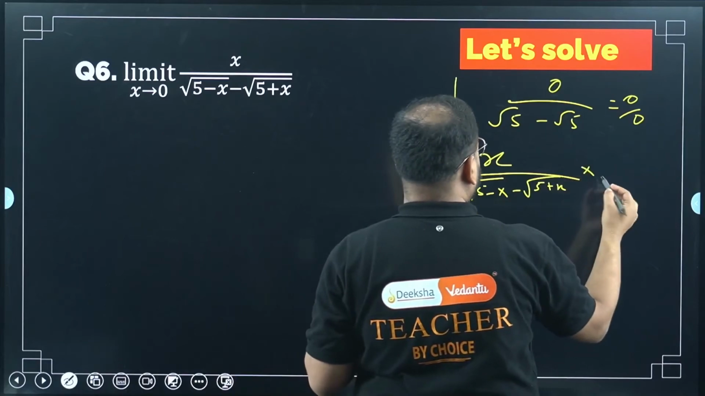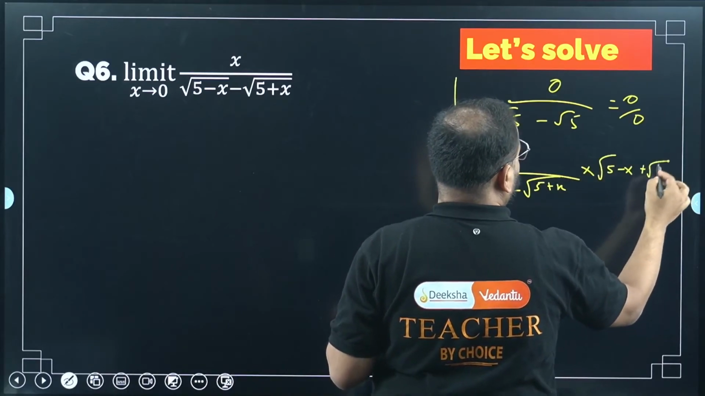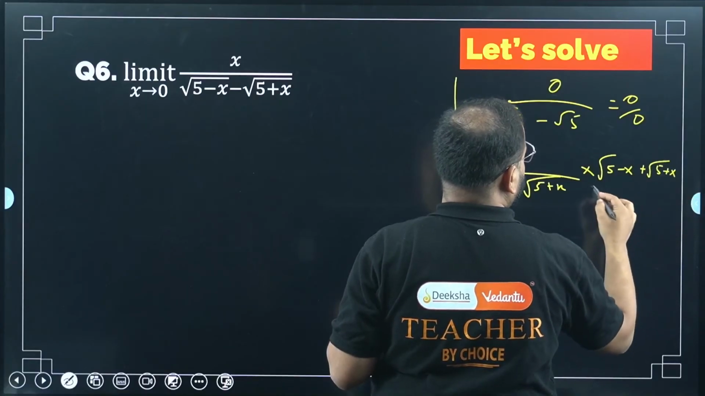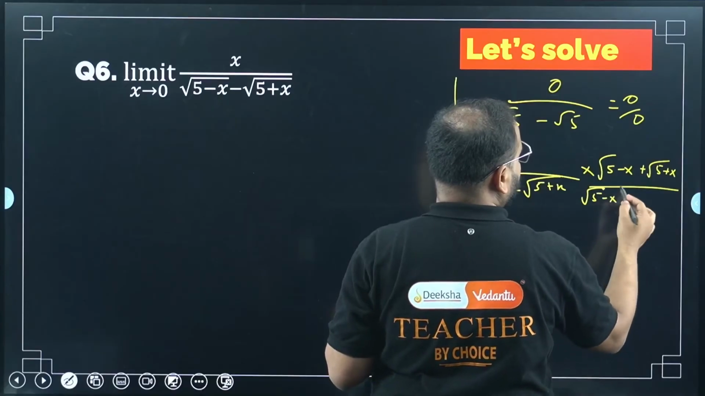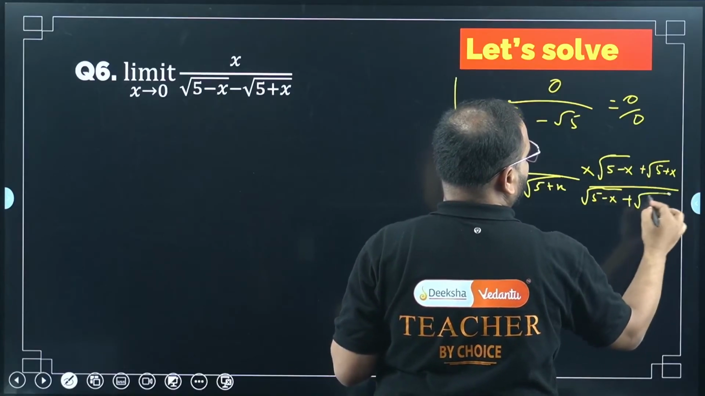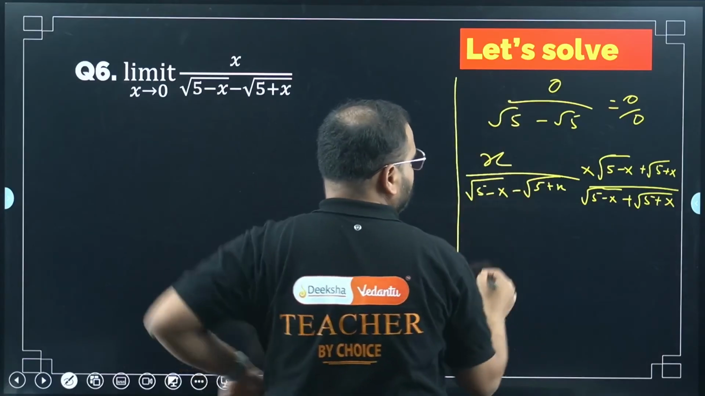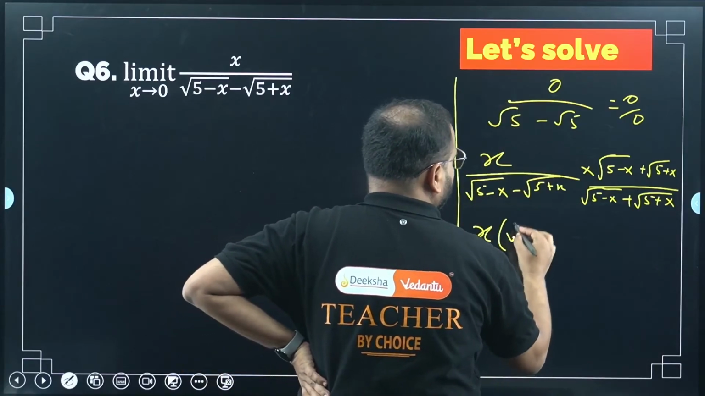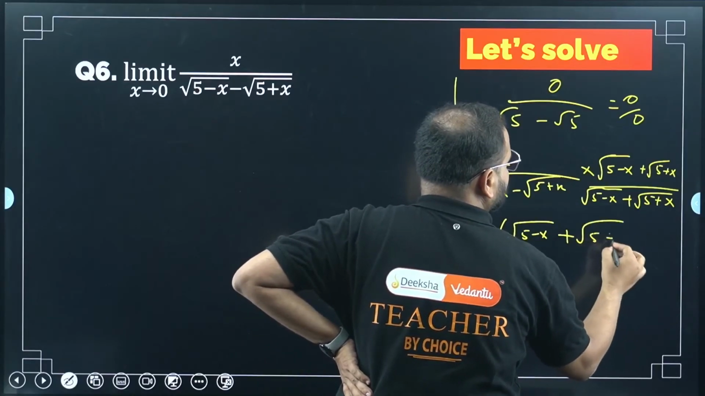So this will look like what, bacha? Root 5 minus x plus root 5 plus x, correct? Divided by the same thing: root of (5 minus x), whole thing in the root, plus root 5 plus x. I hope this is visible. Yes, sir, visible. Okay, how will this look? x times root 5 minus x plus root 5 plus x.